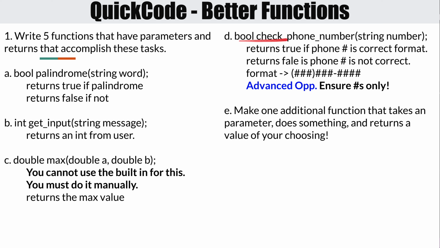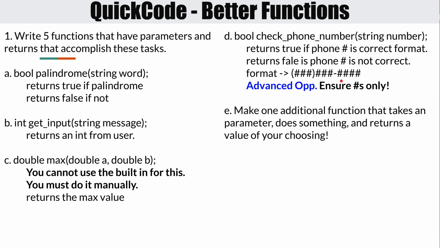And then D, bool check phone number. It takes a phone number as a string. Do not get it as an int, okay? And it returns true if the phone number is correctly formatted. It returns false if the phone number is not correct, okay? And this is the format that I mean: a parenthesis around the area code and a dash in between, these three and those four.